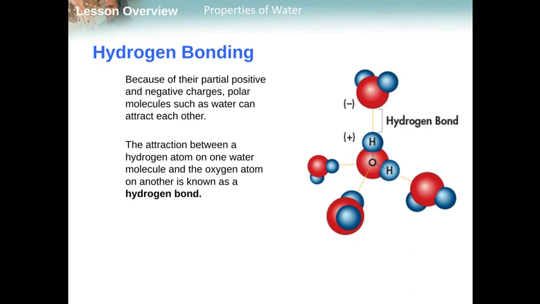So the question is hydrogen bonding. Because of their partial positive and negative charges, polar molecules such as water and our liquid lipids, like I talked about a minute ago, can form hydrogen bonds. The attraction between a hydrogen atom on one water molecule and the oxygen atom is known as a hydrogen bond. Now, these bonds are incredibly, incredibly weak. We know this because when you put your hand in water and try and pick it up, all of the bonds that are holding those individual water molecules together separate very, very quickly. But when we take all of them, millions and millions, if not billions of them, and put them together, they do become pretty strong.